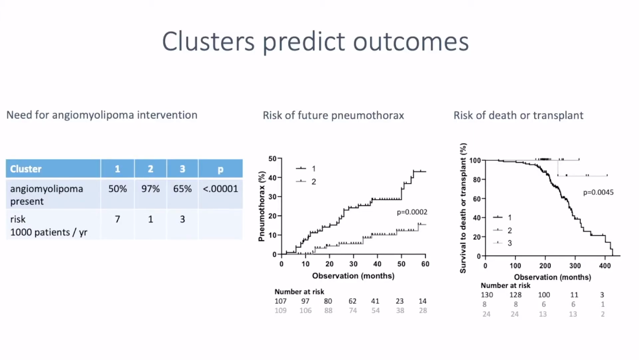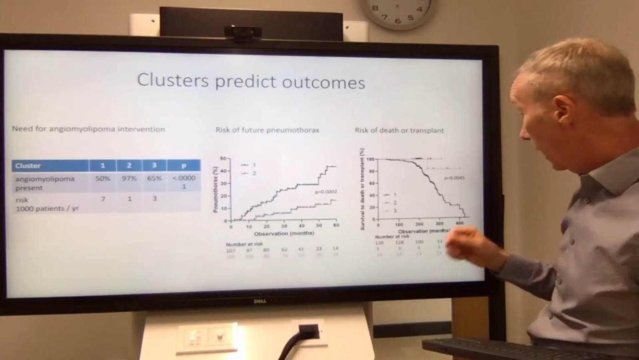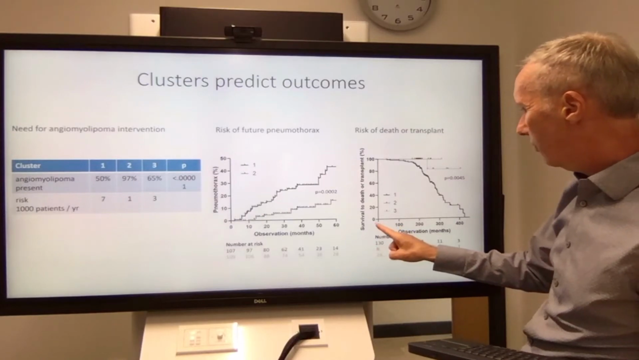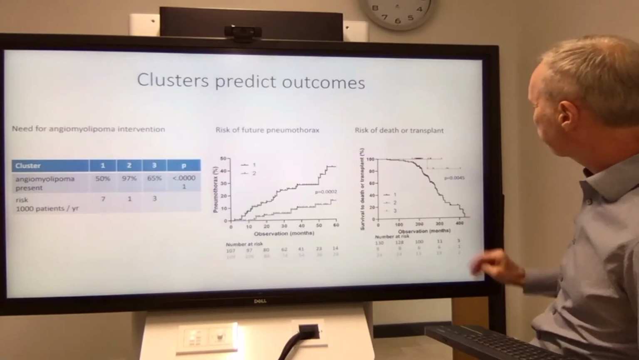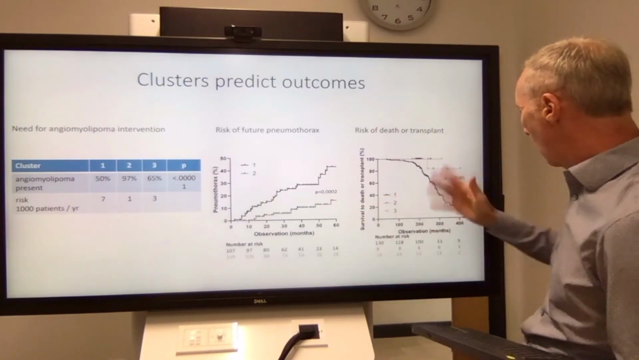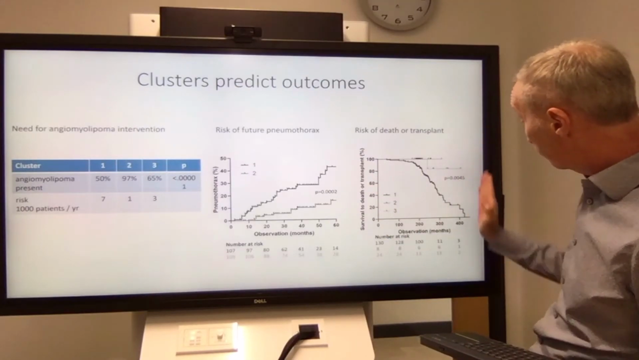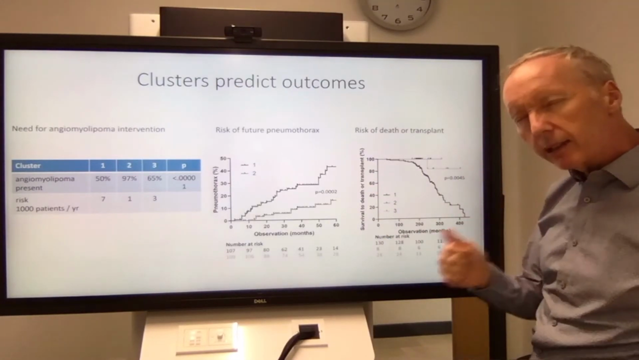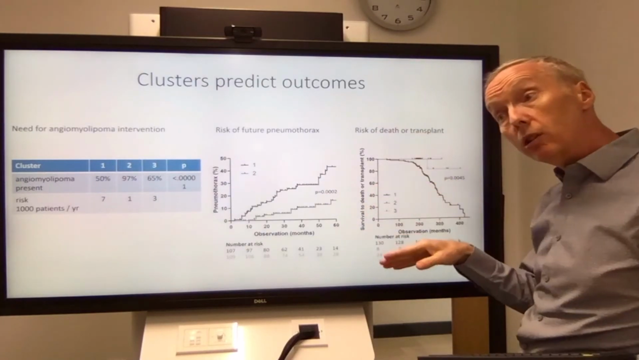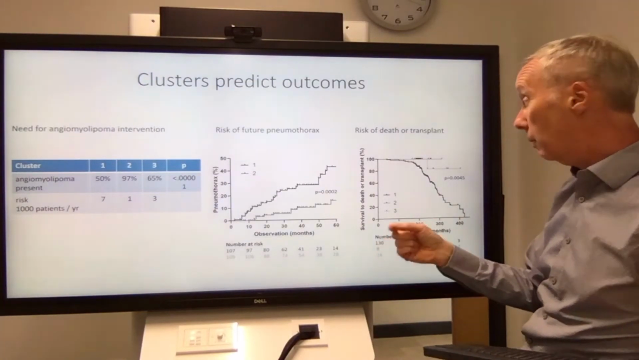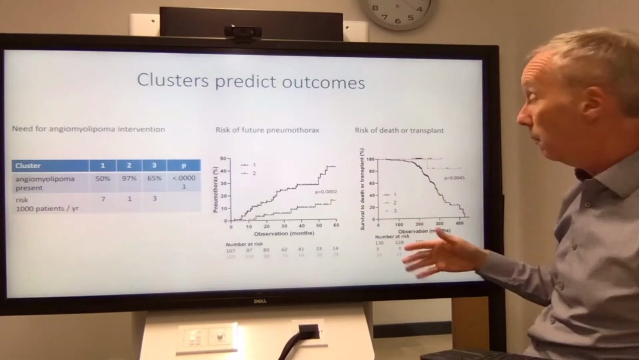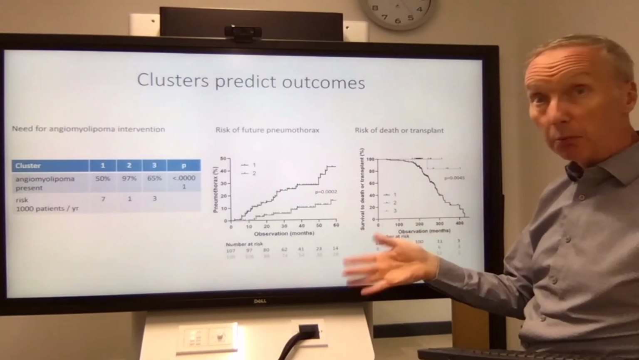This is data from the NHLBI cohort. This is the risk of needing lung transplant or someone dying from any cause. The first thing to look at is that this is a very long time: 400 months, from their diagnosis, followed along for all of this time. The other thing I will say is that all of these patients were looked after and collected about 20 years ago, long before there was rapamycin, and none of these patients got treated with rapamycin. So the outcome is likely to be better now anyway.